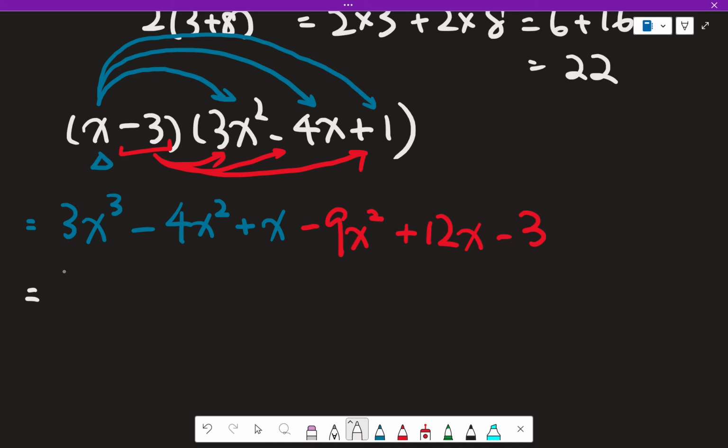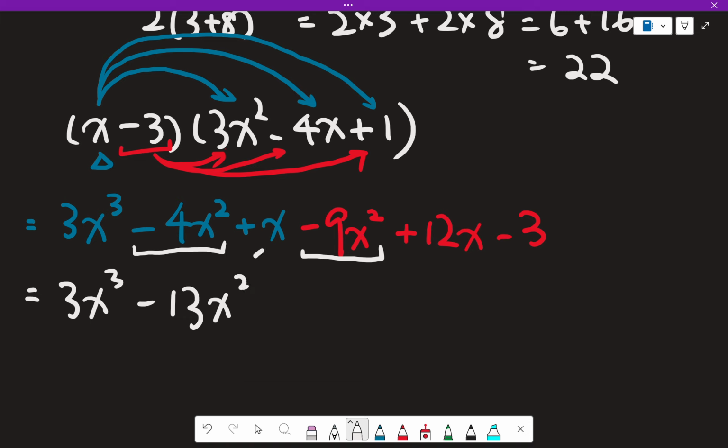Still, we simplify by combining like terms. So there's no like terms for this cubic term, so we just write it down. Do we have any like terms for this squared term? We do, right here. So, negative 4x squared minus 9x squared, we will get negative 13x squared. Do we have any like terms for this x term? Yes, we do, which is this positive 12x. So combining those two, we will get a positive 13x. And we only have one constant term here, so we just write it down.